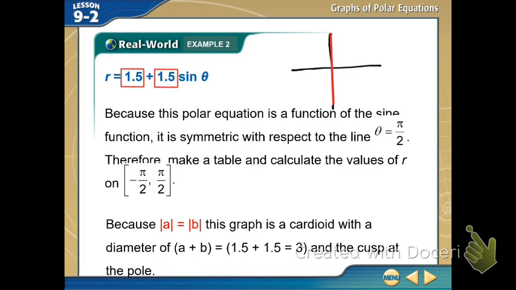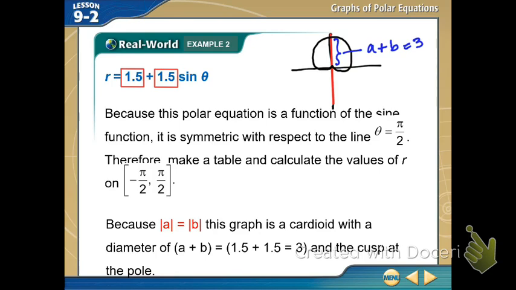So since everything's positive, I expect it to go up, right? I expect the cusp to be at the pole, and I expect the diameter, that's this guy, to be A plus B, or in this case, 3.